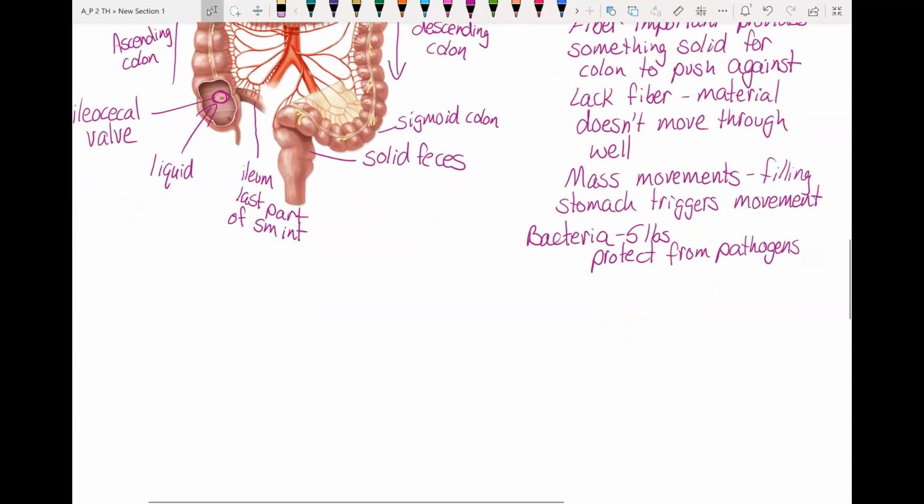They help digest some food here. So there's a little bit of digestion still occurring here. And they make vitamins for you. There's even more recent research showing that they even help control your genes. They turn genes off and on. There's a link between the bacteria that live in your intestine and how you express your genes.